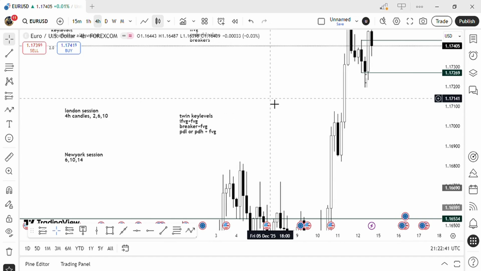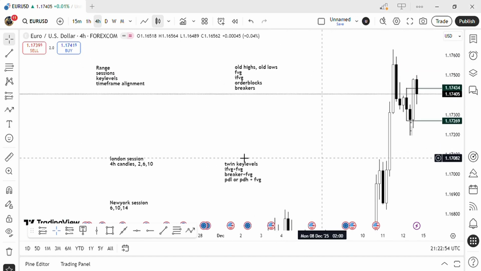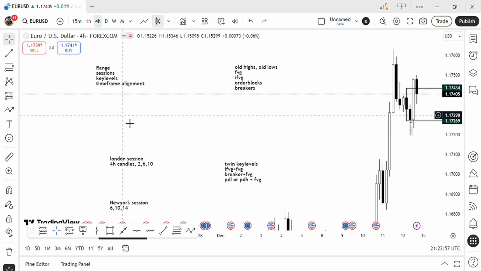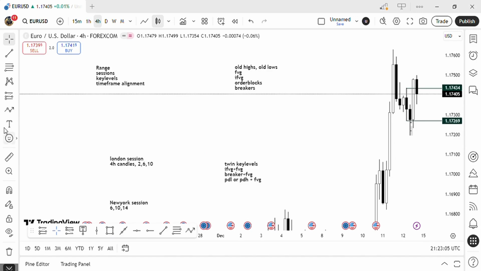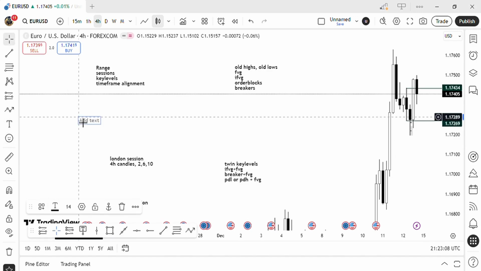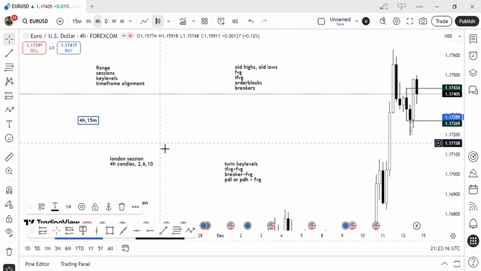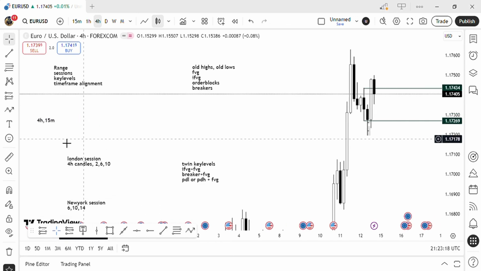You wait for your first 4-hour candle to play out and close. You wait for your second 4-hour candle to play out and close. Then you take your trade in the last 4-hour candle. When it comes to your time frame alignment for this subject, which is CRT, we'll be making use of the 4-hour and the 15 minutes as our two major time frames.